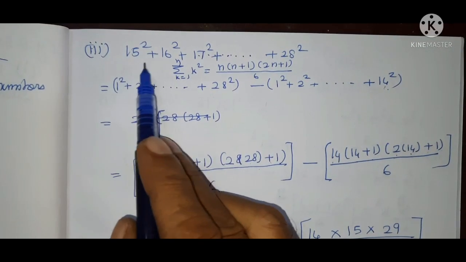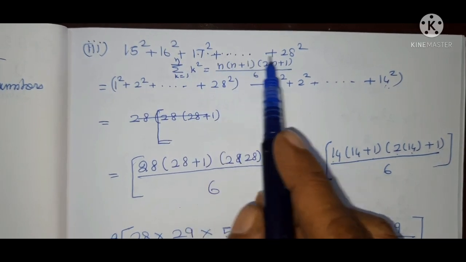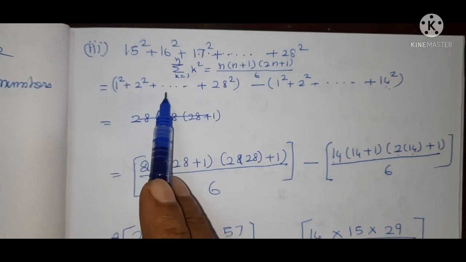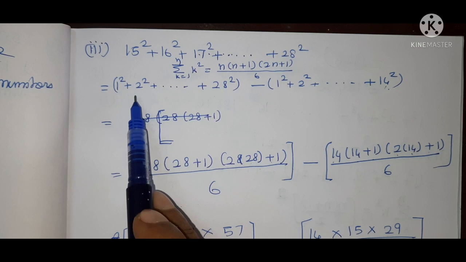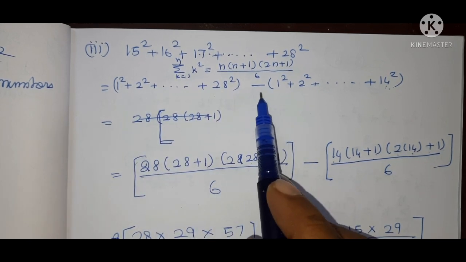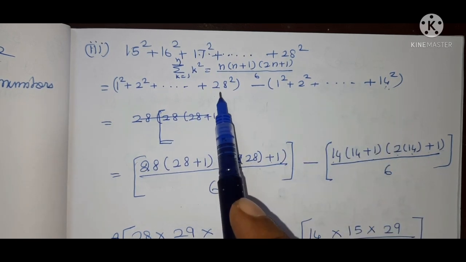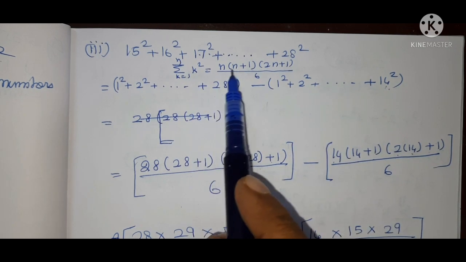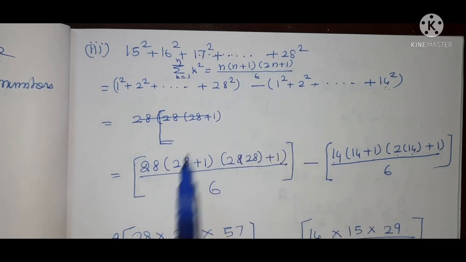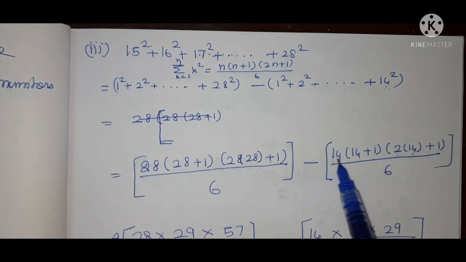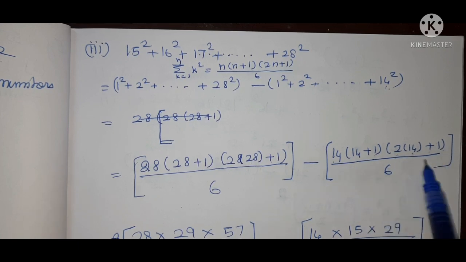Third sum, 15 square plus 16 square plus 17 square and so on plus 28 square. Here given starting from 15, but our formula is starting from 1. So it can be changed into 1 square plus 2 square and so on plus 28 square. We are adding up to 14 square, so subtract that: minus 1 square plus 2 square and so on plus 14 square. Here n is 28, here n is 14. Formula is n into n plus 1 into 2n plus 1 by 6. 28 into 28 plus 1, 2 into 28 plus 1 by 6 minus 14 into 14 plus 1 into 2 into 14 plus 1 by 6.